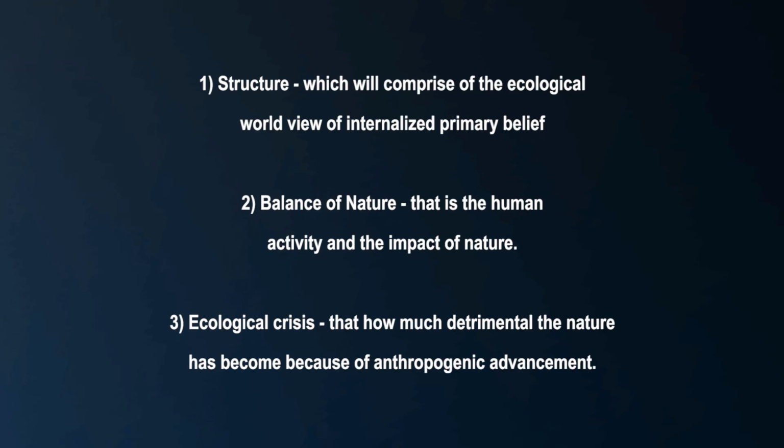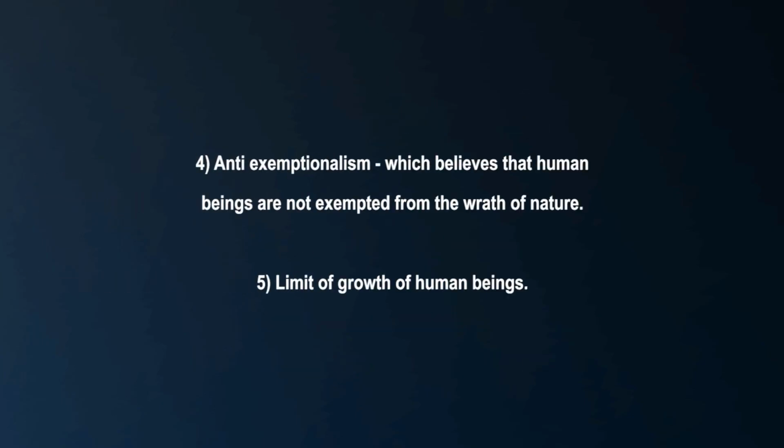What are they? They are the structure, which comprises the ecological worldview of internalized primary belief. The second one is the balance of nature, that is, human activity and its impact on nature. It will have the ecological crisis, how detrimental nature has become because of anthropogenic advances, and also anti-exemptionalism, which believes that human beings are not exempt from the wrath of nature, and lastly the limit of growth of human beings. Now this multifaceted scale of the new ecological paradigm is definitely the future scale which will determine whether humans will exist in a better way.